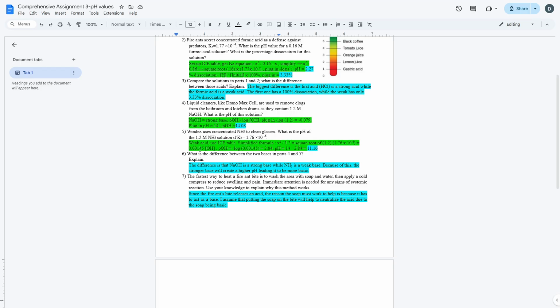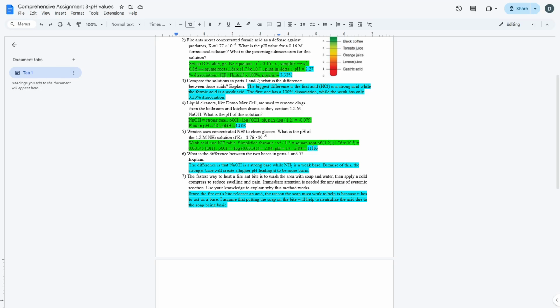We get 0.00145 for our OH concentration, and then from there we just plug it in to get pOH. Once given pOH, we can use our conversion factor to go to pH. So 14 minus our pOH of 2.84, which equals 11.16.